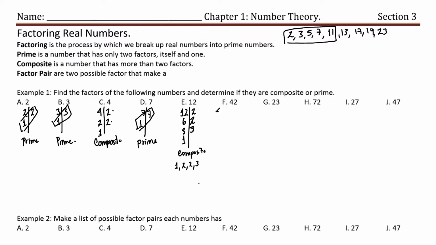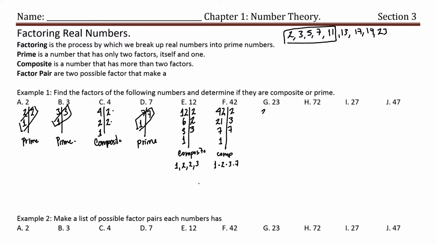42 is the same principle. 42 divided by 2 is 21. 21 cannot be divisible by 2, but it is divisible by 3. So 21 divided by 3 is 7. And then 7 is not divisible by 3, and it's not divisible by 5. So the next number on the list would be 7. And when we do so, those are the numbers you get. So it's also composite. And the list is going to be 1 times 2 times 3 times 7.